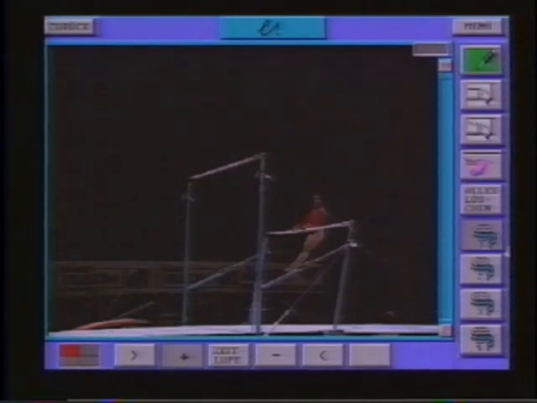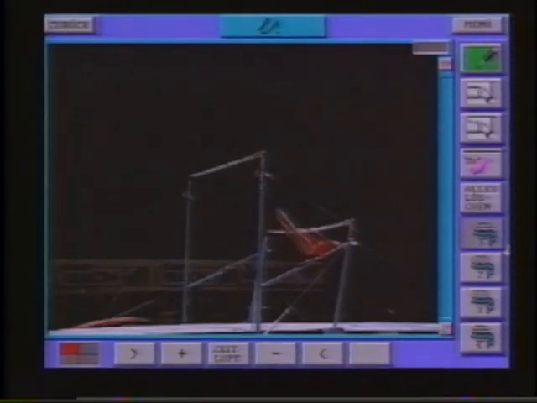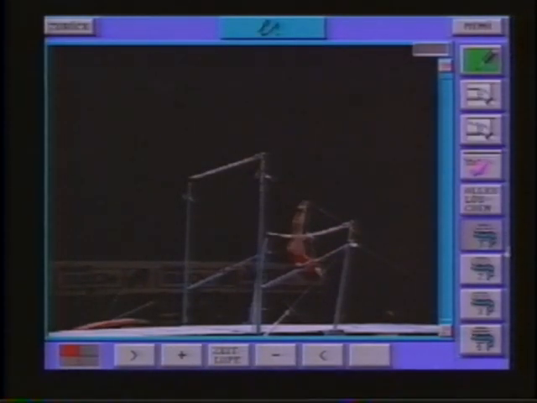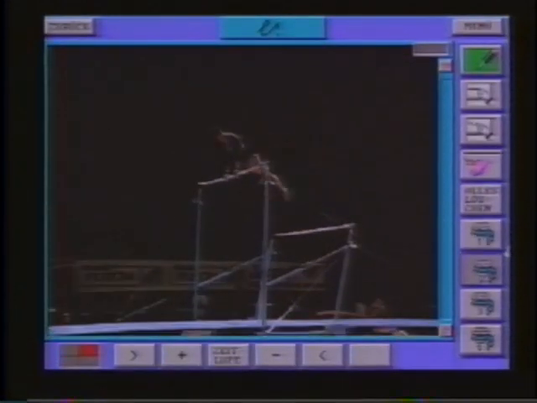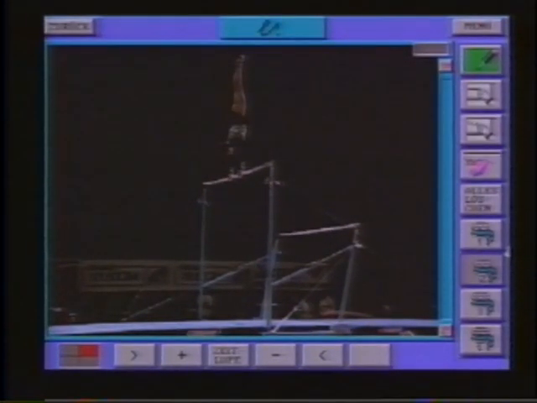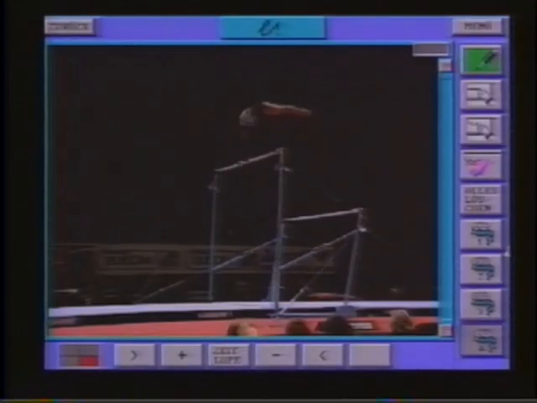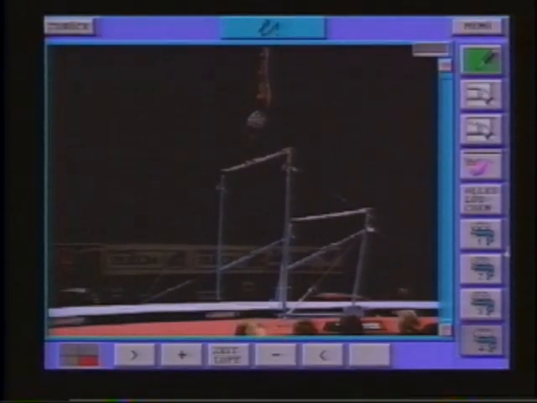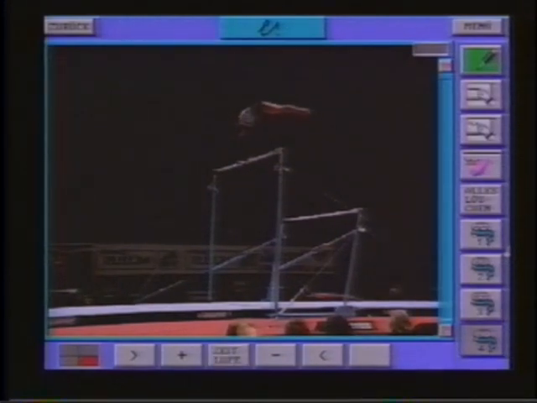Clear hip circle to handstand B. Our gymnast shows ideal technique, the technical model. No deduction. Second example, still no deduction, but better, minus 0.05.